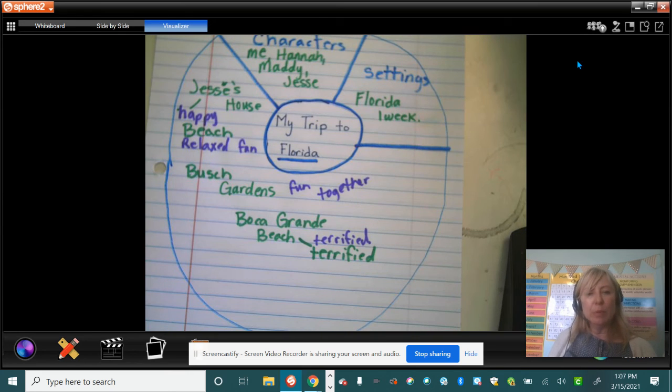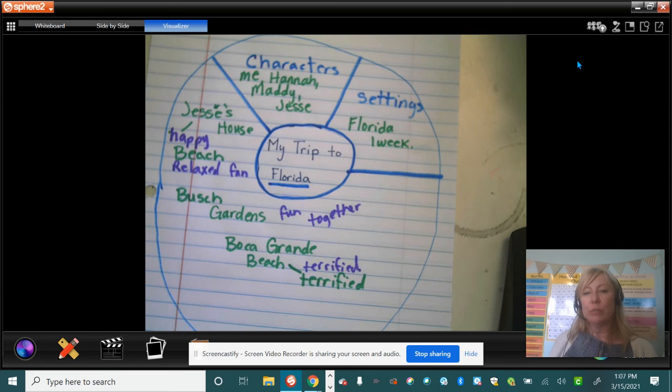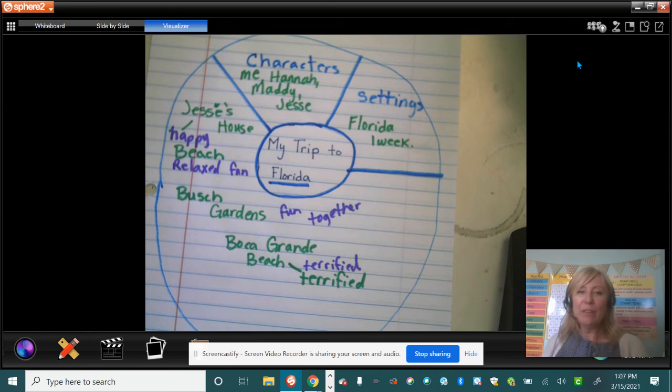So I think I have some good emotions. I was happy. I was relaxed. It was fun. We had together time, like family together time. And I was also very terrified at Boca Grande. So that's really all you need. As long as you have maybe 3, 4, or 5 things that happen, because we're going to do what happened first, next, then, and last in our story. And we're going to add some emotions to our story. So as long as you have 3 to 5 different things that you can think of, I think you're good. That's all you need to do.